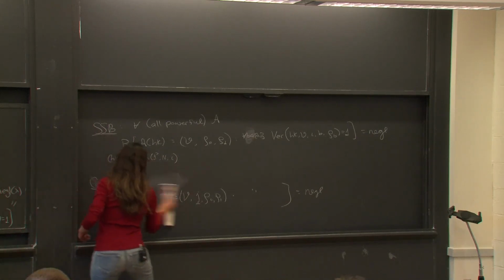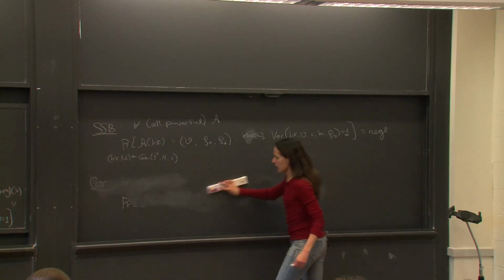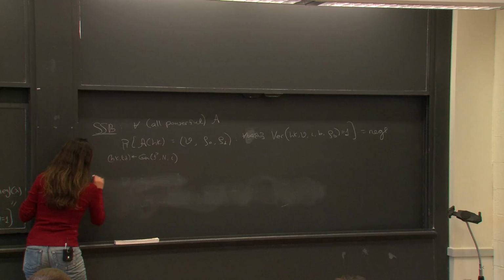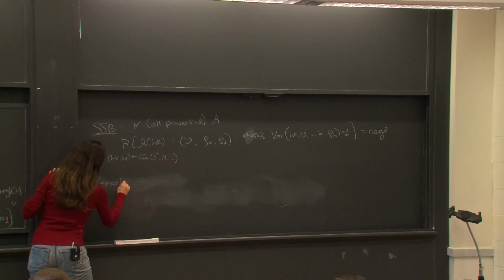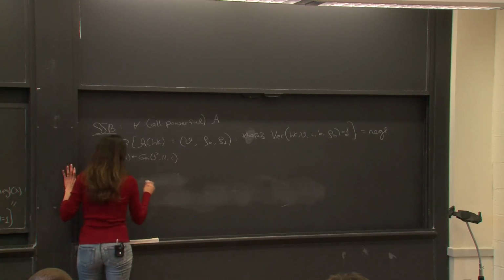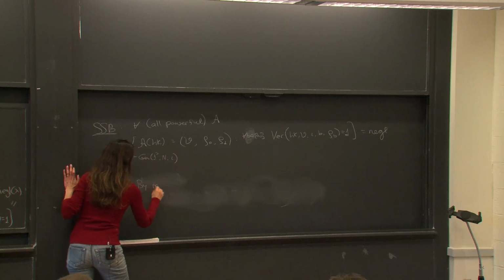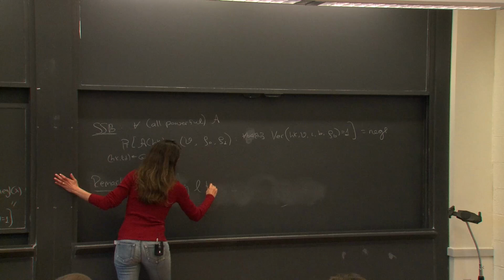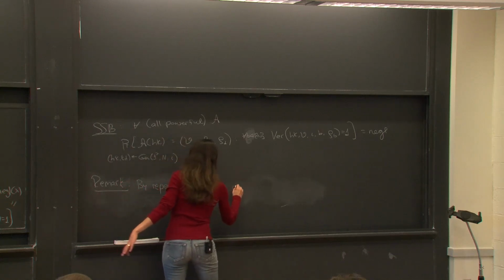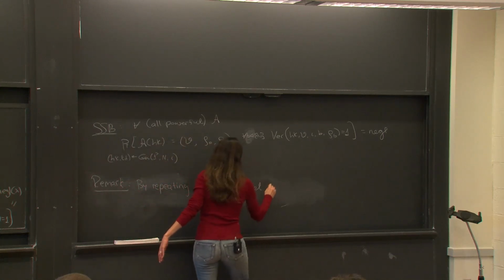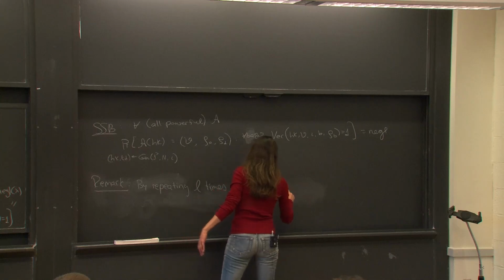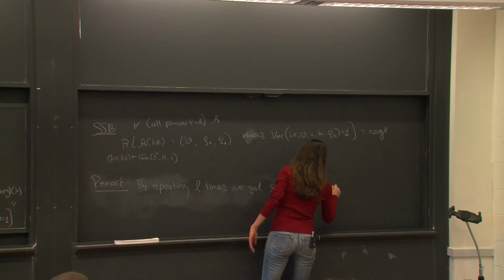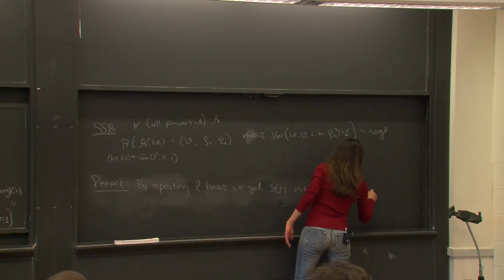Let me erase the corollary so I'll have room. So, remark: by repeating L times, we get some more extractable hash that's extractable on L locations.